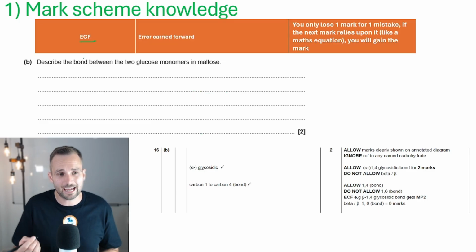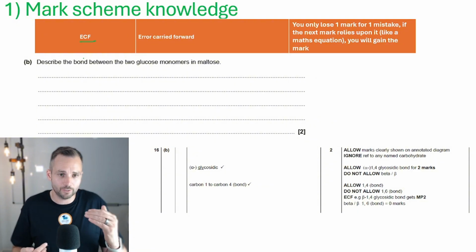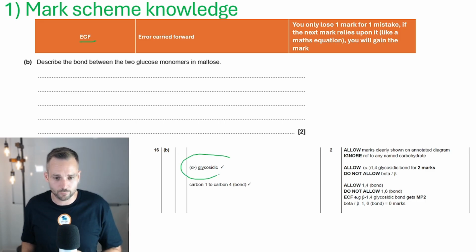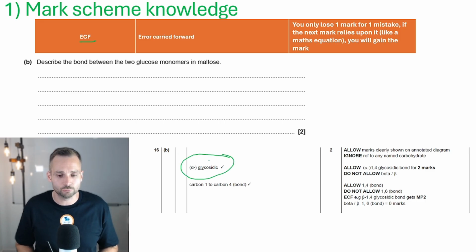The next one is error carried forward. What this means is if you make a mistake earlier in the question, you're not going to be punished again later in the question. So for instance, if you got the glycosidic section wrong, if you called it say a peptide bond, which is in proteins, but you called it a 1,4 peptide bond, you would lose the glycosidic mark, but you would still get the carbon 1 to carbon 4.